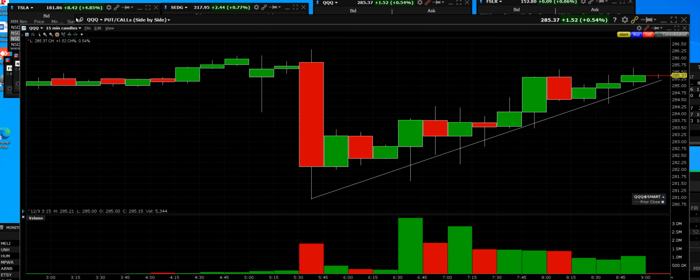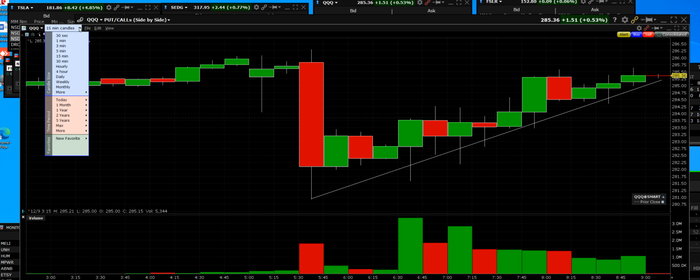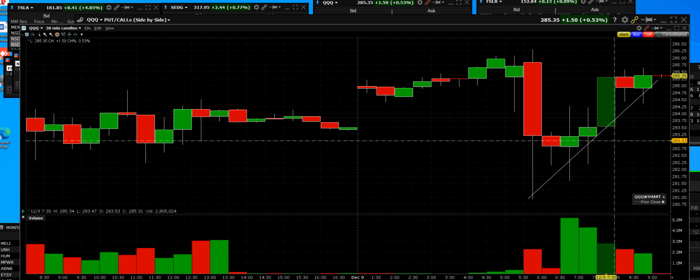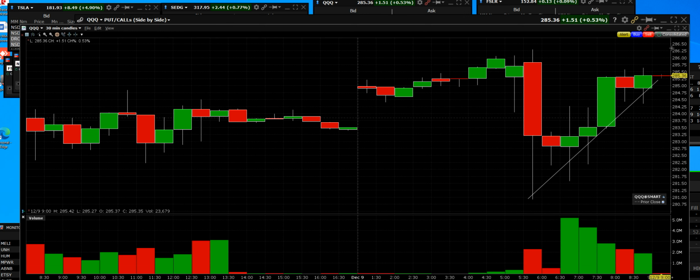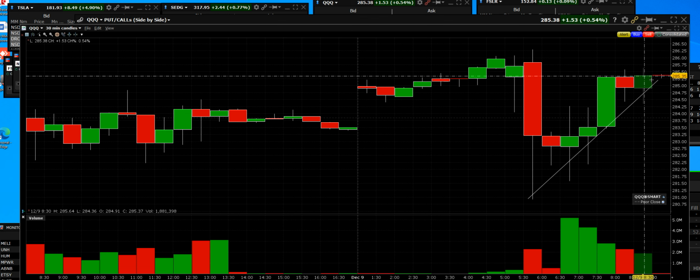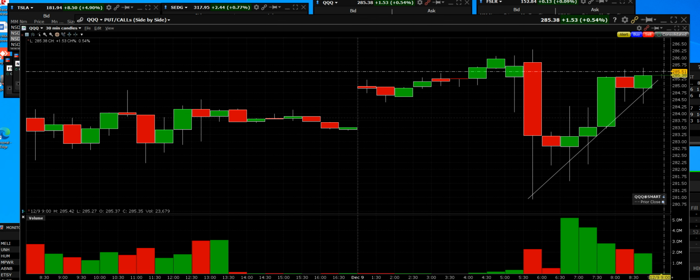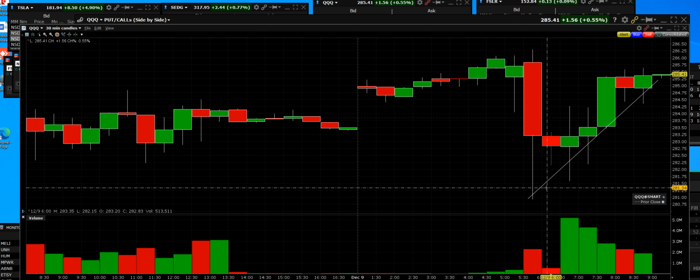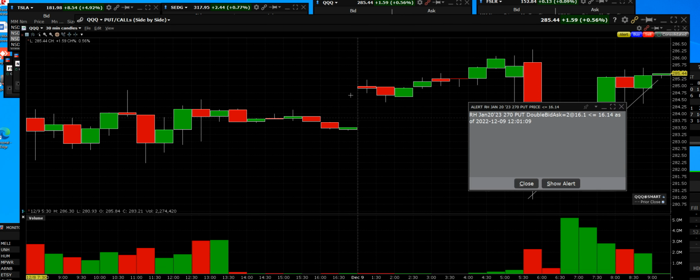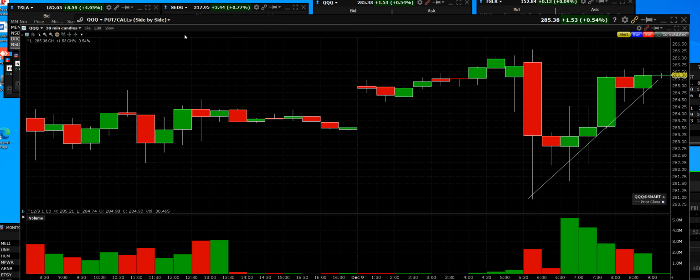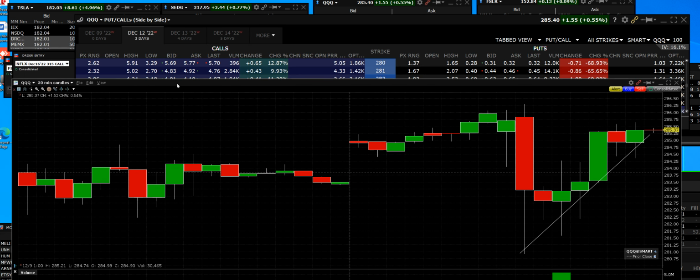When we look at the 30-minute chart, how to trade the triple Qs, trading the options, you can see the big dip, and then we have the big rally. The PPI data came out very strong for inflation, and bad news became good news. There we go, got an alert. How to identify the breakout.